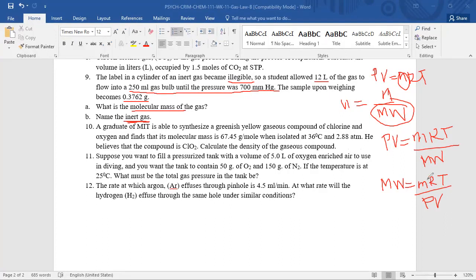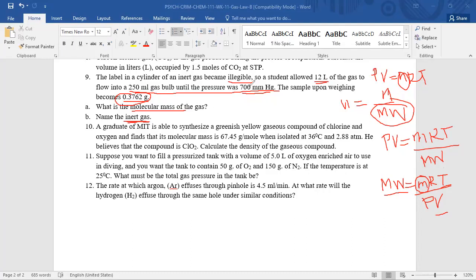Tingnan natin, may given bang mass? Meron. Ito, 0.3762. R is a constant, so lagi yan, 0.08201. Temperature, naku, walang given dito ang temperature. Pressure, meron, 700 mmHg. Volume, meron kang 12 liters. Okay? So, paano natin kukumputin yung kanyang molecular weight? Substitute natin. Ano yung temperature?